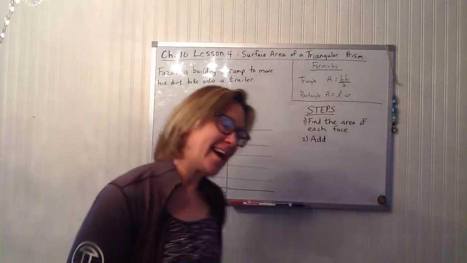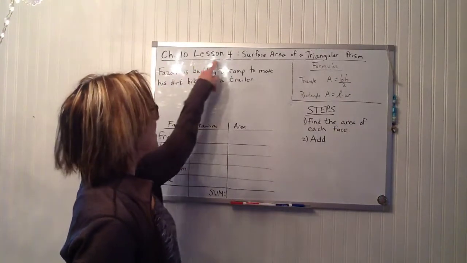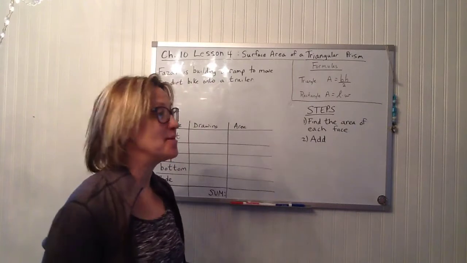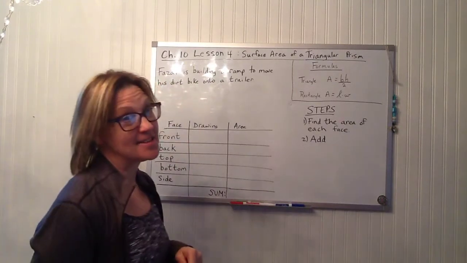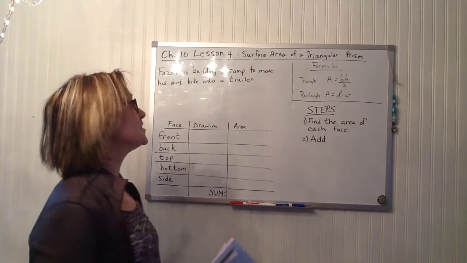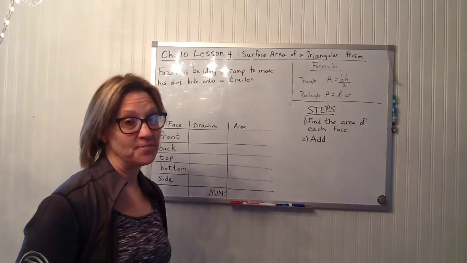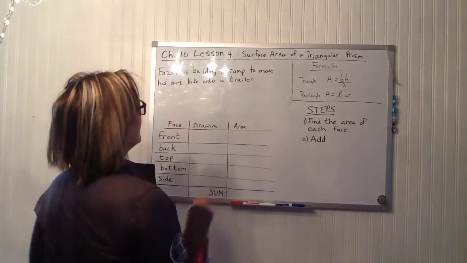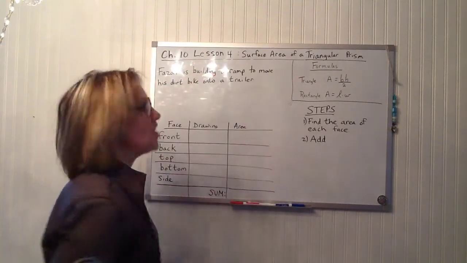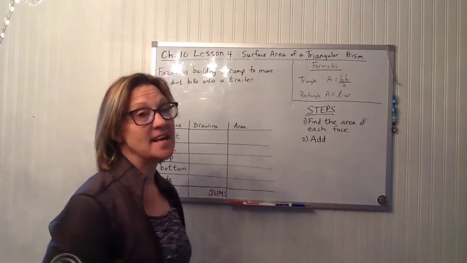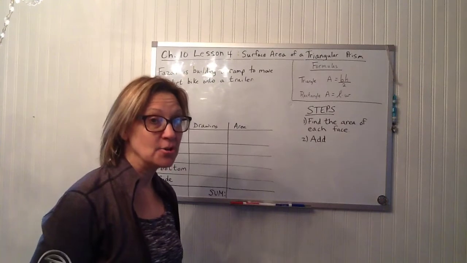Everyone, welcome back again. Let's start lesson 4 with a good example of a real life problem. So we have Fazil as our guest star today. Fazil's building a ramp to move his dirt bike onto a trailer. So take a minute and write this out. Don't forget your title, Chapter 10, Lesson 4. We are working on the surface area of a triangular prism.